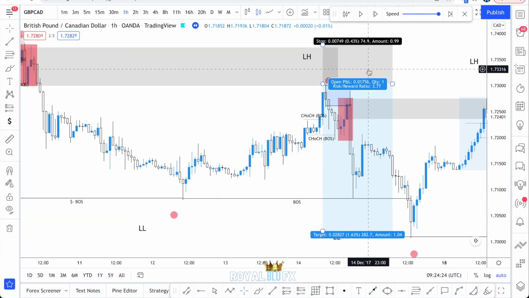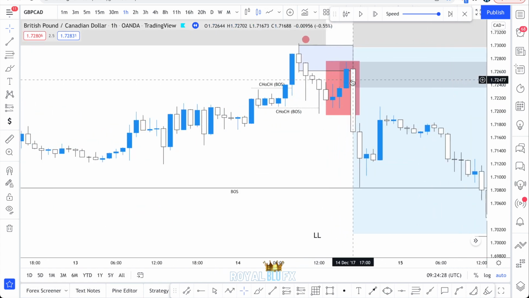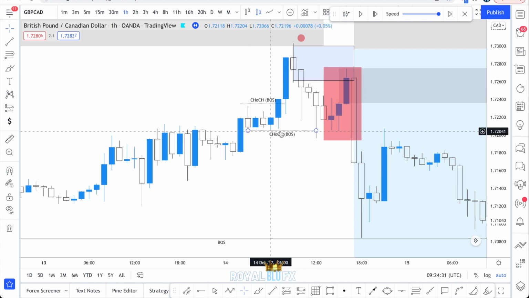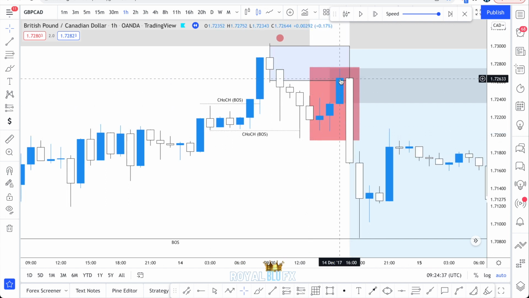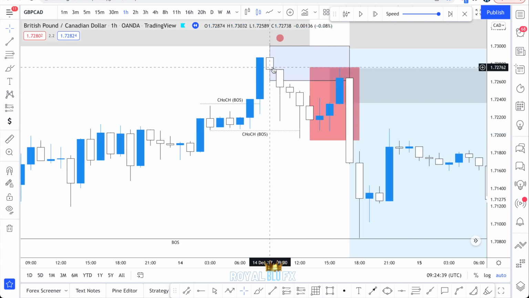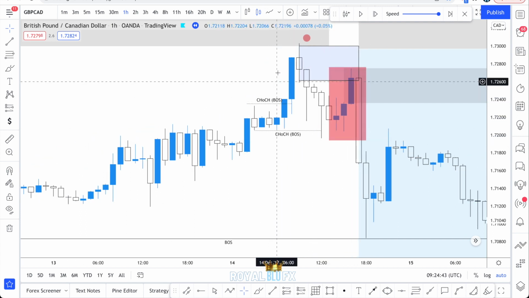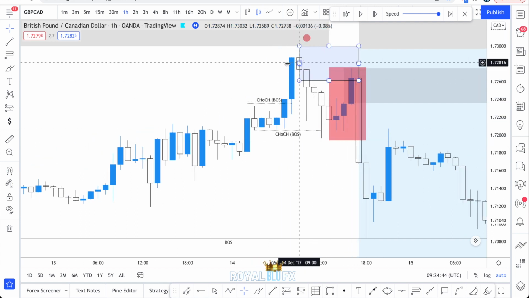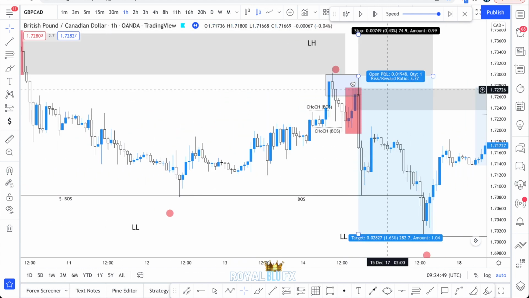Or we have the confirmation entry, where we could wait for price to break the last previous higher low, like so. As you can see over here with this wick break, price then retraces, coming back to an area of supply, and then price takes off. It comes back to an order block right over here, and then price took off. So those are the two differences between the two.